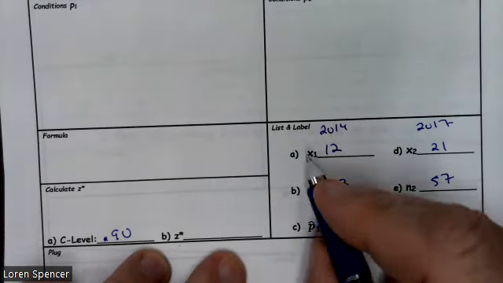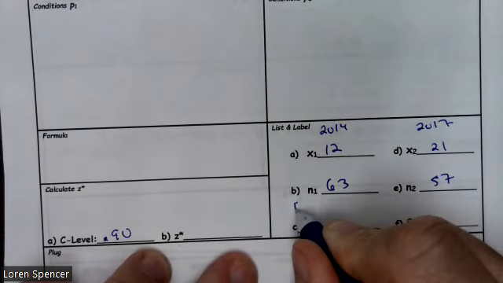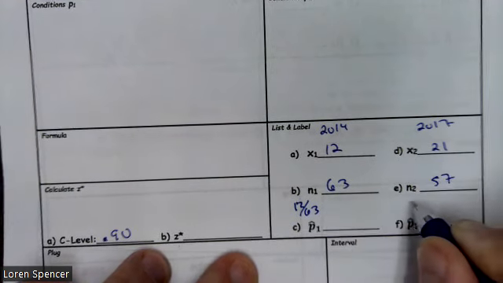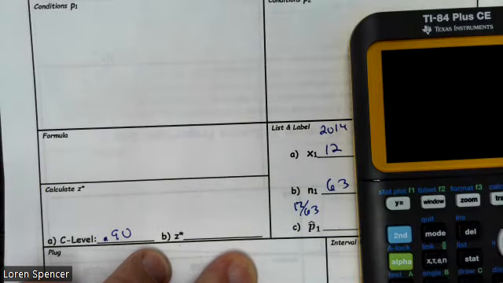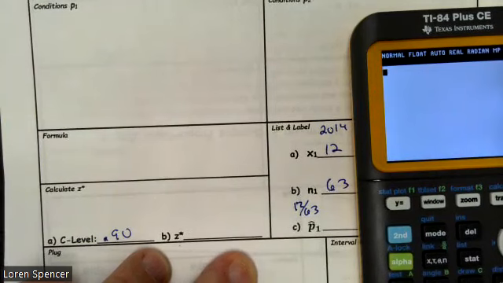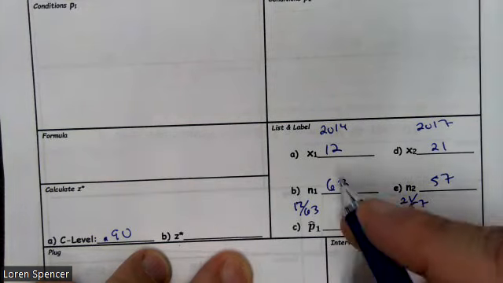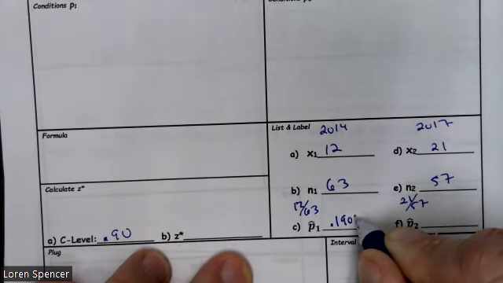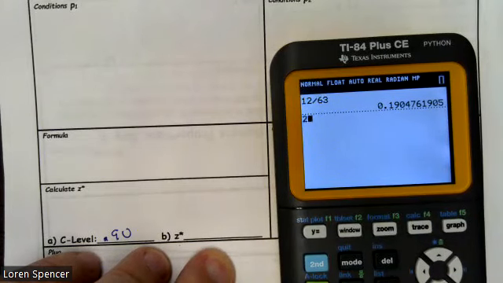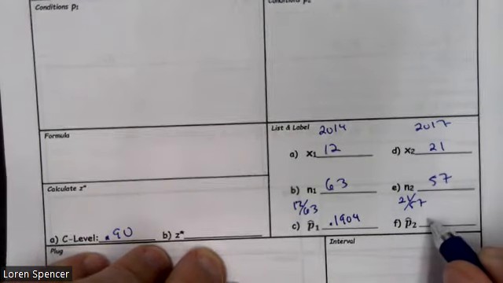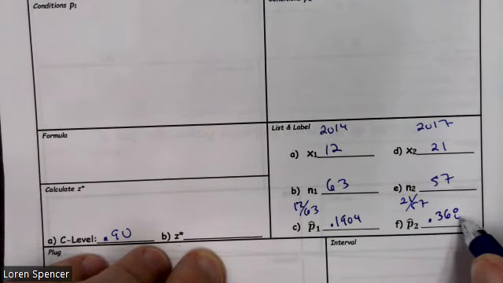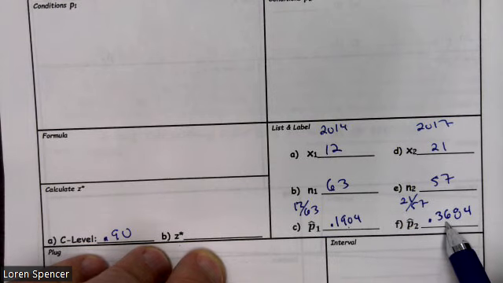So let's go ahead and get our p hats in there. This is going to be 12 out of 63, and this is going to be 21 out of 57. So 12 divided by 63 is 0.1904, and 21 divided by 57 is 0.368. That is a big percentage difference. 19% versus 36%, almost double.